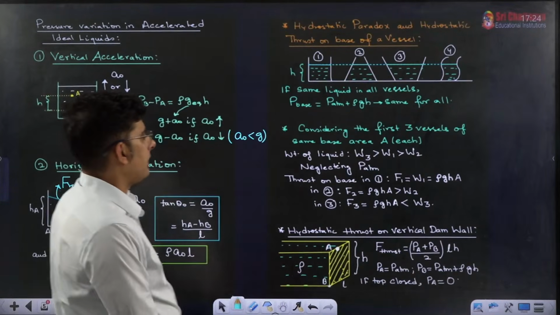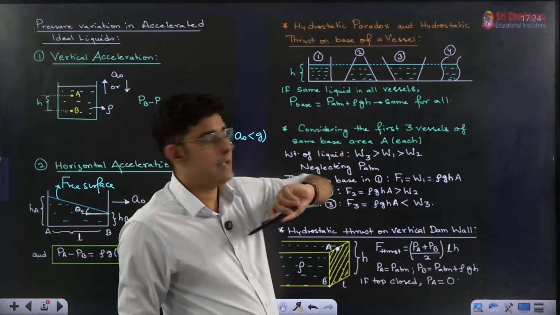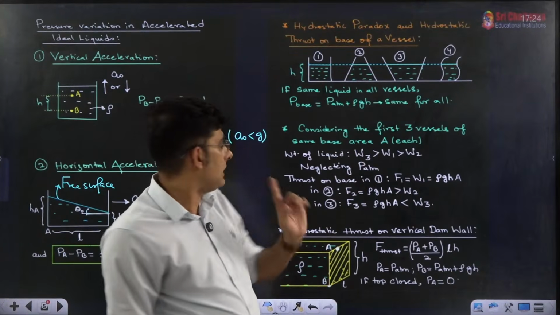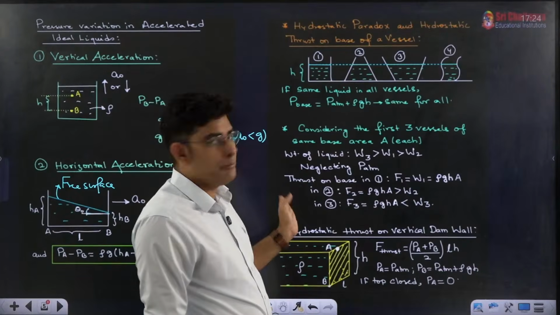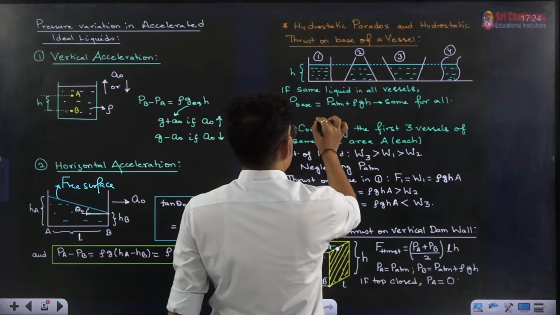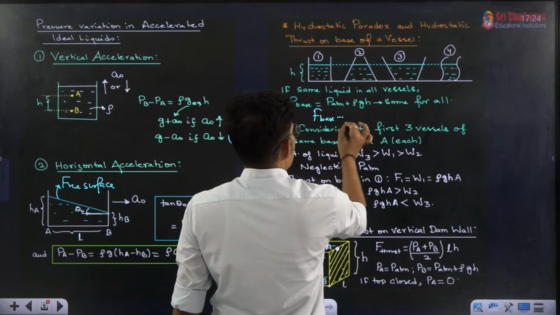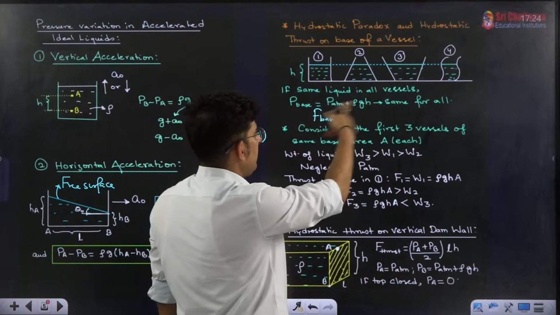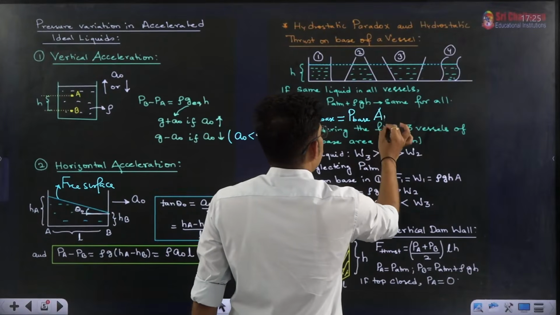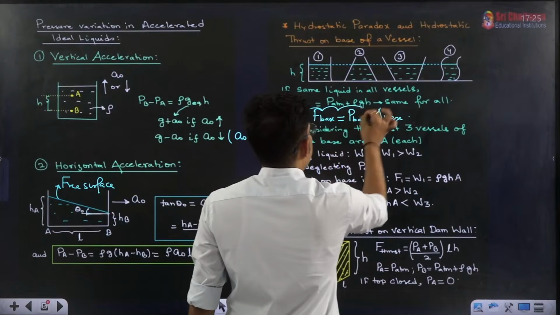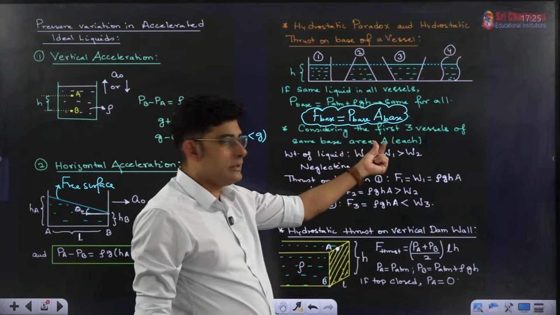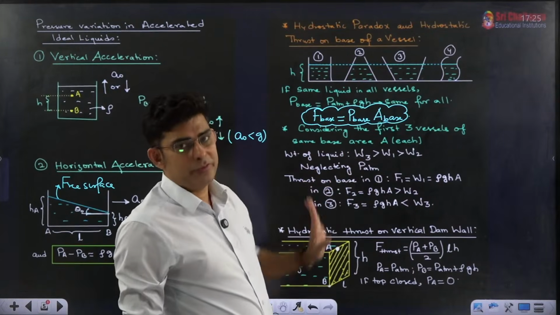Now one very important and interesting case: suppose we take the first 3 vessels and all of them have the same base cross section area A. Now if we are asked the force on the base, how is it comparable with the weight of the liquid? So the pressure at the base is this. When we are asked the force on the base, as I said in the beginning, when pressure is the same everywhere, pressure into area will give you the force. So the force on the base will simply be P base into the area of the base. Now if I am writing this and considering the first vessel, for all the 3 the area is the same, and we are neglecting atmospheric pressure also.